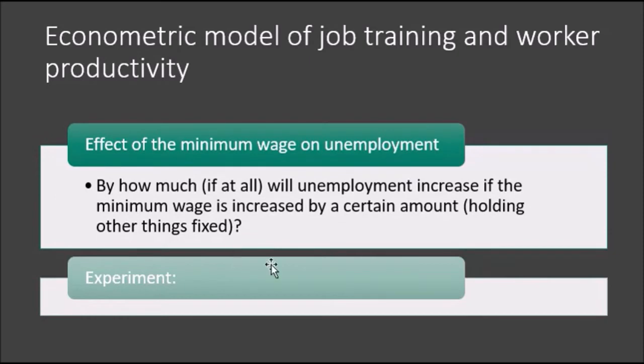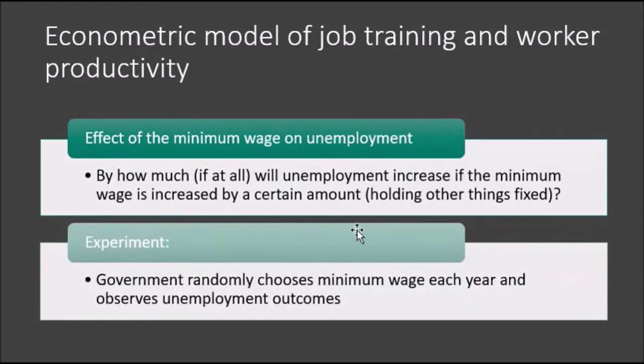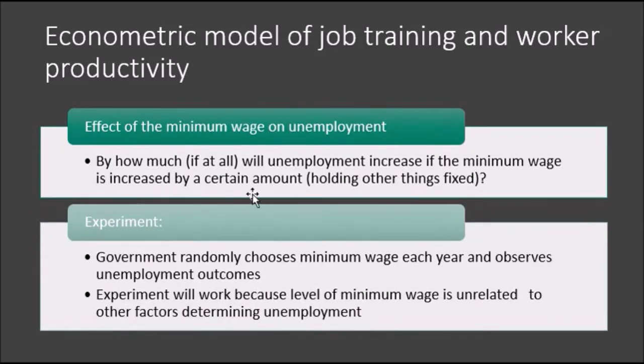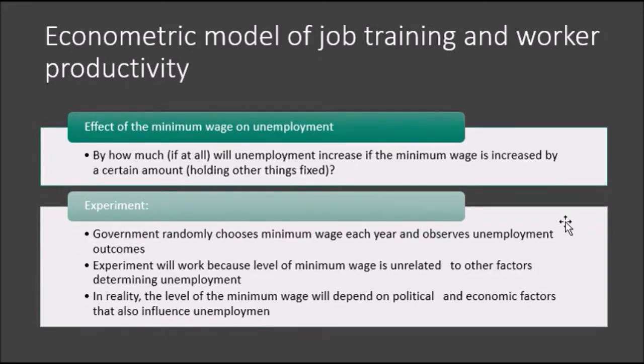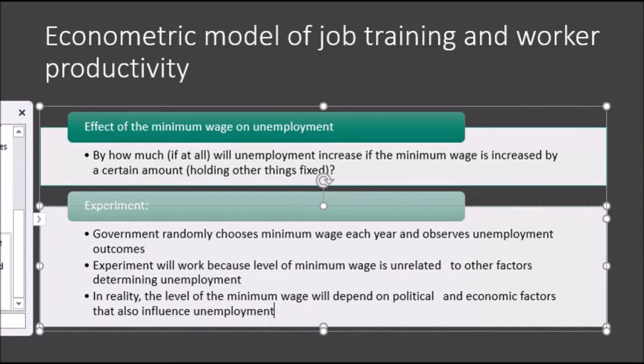Also, let's consider an experiment. For example, a government randomly chooses the minimum wage each year and observes unemployment outcomes. The experiment will work because the level of minimum wage is unrelated to other factors that determine unemployment. So again, we're just using the model to form some sort of experiment, at least the government suggests that. In reality, the level of minimum wage will in fact depend on political and economic factors that also influence unemployment.